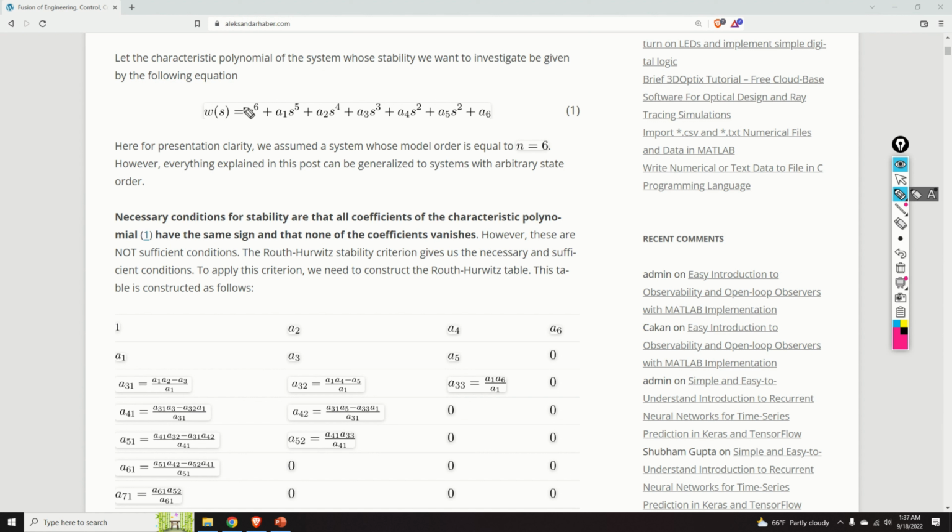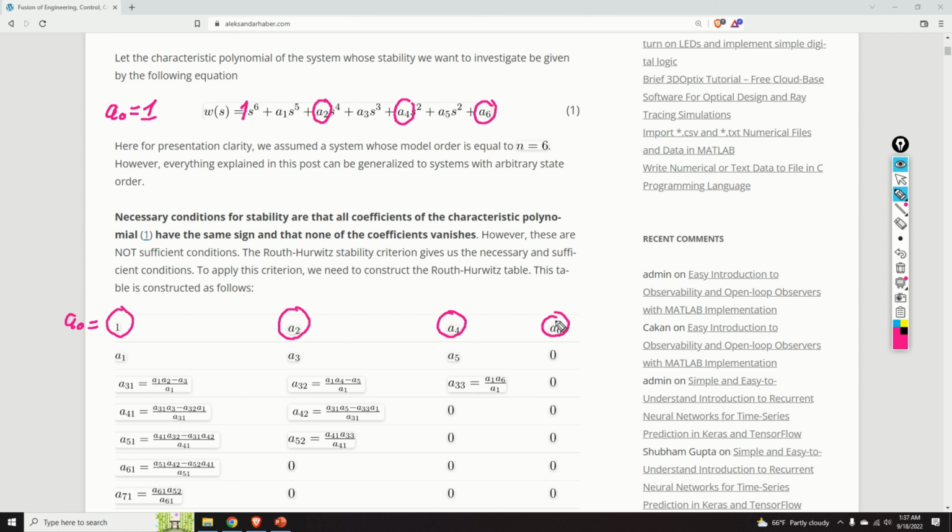First, we identify the coefficient multiplying s to the power 6. This coefficient is actually the coefficient a0, and it's equal to 1. We take this coefficient and we place it over here. So this is our a0 and it's equal to 1. Now we take a2 and we place a2 over here. We take a4 and place a4 over here. And finally we take a6 and we place a6 over here.